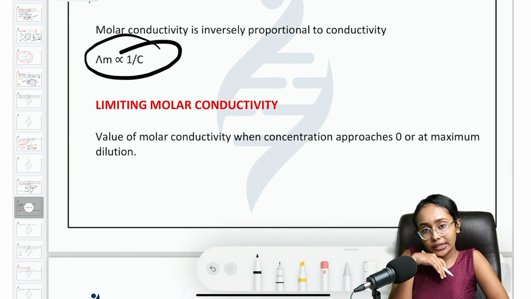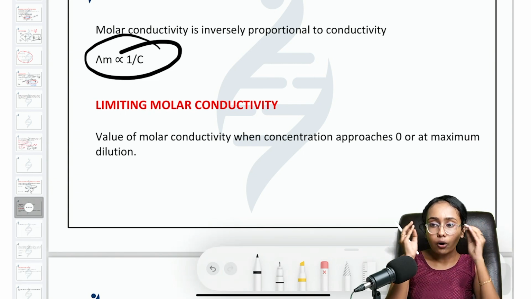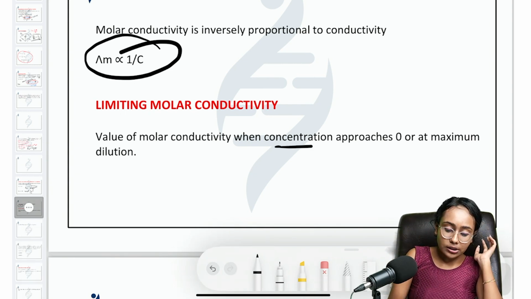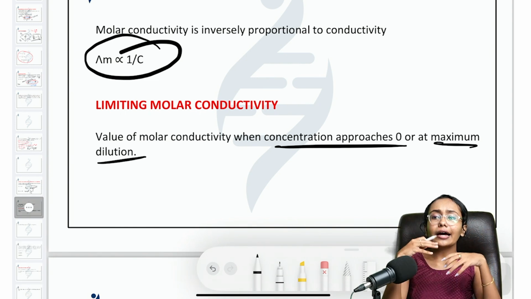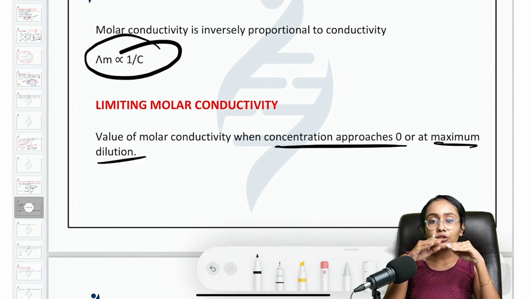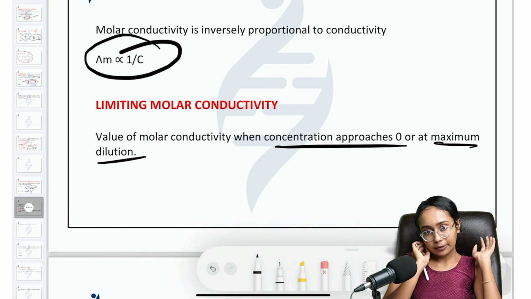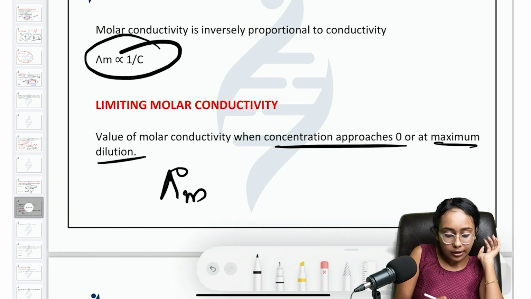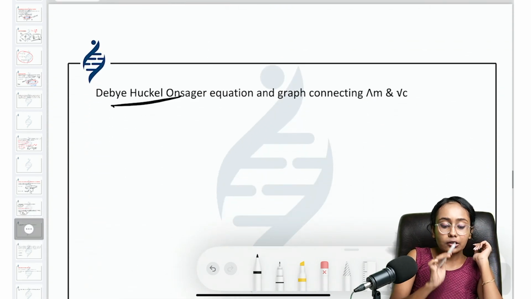So, what is limiting molar conductivity? Limiting molar conductivity is just when the dilution is maximum. At that point, where concentration is zero, the conductivity is known as limiting molar conductivity. As we dilute the sugar solution with more and more quantity of water, the concentration becomes zero, or the solute particles present in the solvent will become zero at some point, and at that point the conductivity is known as limiting molar conductivity. Limiting molar conductivity is represented by this symbol.